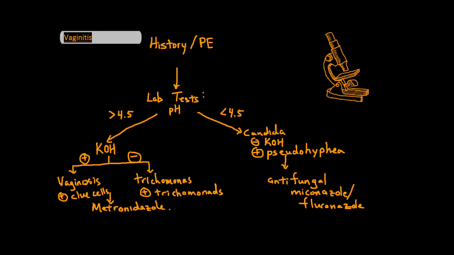Now for the take-home points. Here's a slide which summarizes this all. So first start with the history of physical exam. Move on to the lab tests. High pH greater than 4.5. Then you do the KOH, which for vaginosis, you'll have the fishy smell, it'll be positive. Trichomonas, you'll see the trichomonads on microscopy, but with a negative KOH. Treat those with metronidazole. Less than 4.5, you're looking at Candida, which will have a negative KOH test, positive pseudohyphae on microscopy. Treat this with an antifungal.